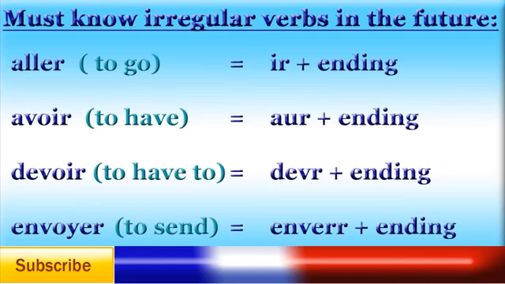The next few verbs have completely irregular stems, so I'd advise you to learn them off by heart. The stem for the verb aller in the future is ir. The stem for the verb avoir is aur, for the verb devoir, devr, and for the verb envoyer, enverr.